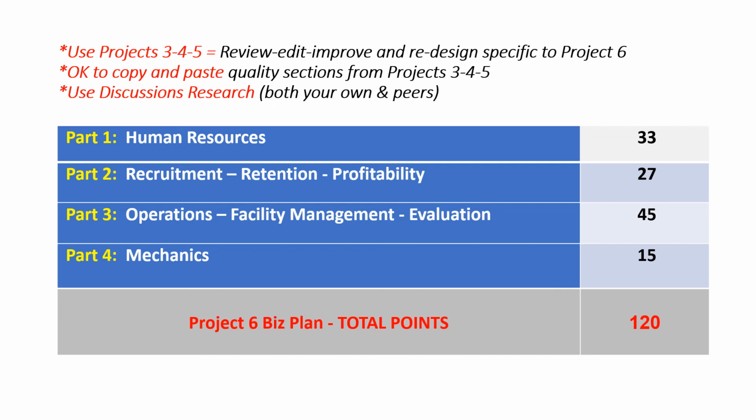So part 1 is that human resources, which is project 4, 33 points. Part 2 then, we got 27 with recruitment, retention, profitability. Part 3, our ops, our facility management evaluation, worth 45 points, and then mechanics 15 for a total of 120. Good luck.